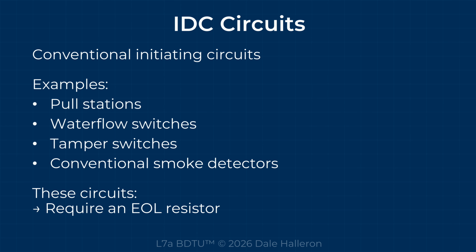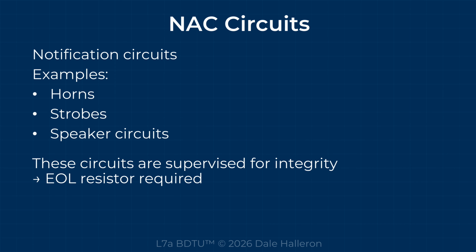IDC circuits are conventional initiating circuits. Examples: pull stations, water flow switches, tamper switches, conventional smoke detectors. These circuits require an EOL resistor. NAC circuits are notification appliance circuits. Examples: horns, strobes, speaker circuits. These circuits are supervised for integrity. An EOL resistor is required.